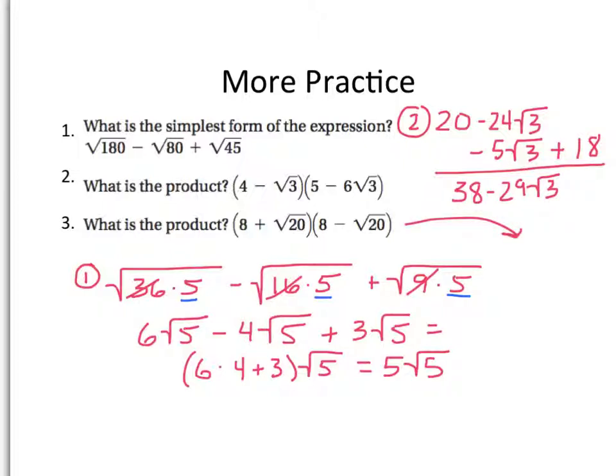Last one. This one's actually pretty awesome because these are, what did we learn about with the complex numbers? These are conjugates. Conjugates, when you multiply them, that's that difference of squares pattern. So 8 times 8, 64. The outer and the inner will cancel. Radical 20 times radical 20 is 20. So 64 minus 20, when you multiply those, you actually get 44.